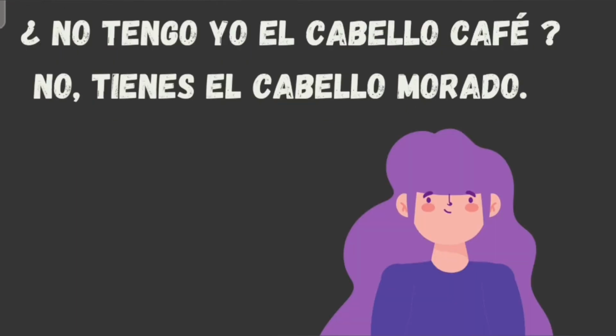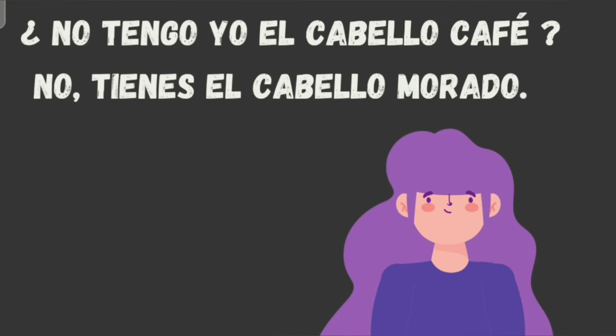Now let's see some examples. According to the personal pronoun I, the negative question would be, don't I have brown hair? To say this, in Spanish we have to say, ¿no tengo yo el cabello café? Don't I have brown hair? No tengo yo el cabello café.